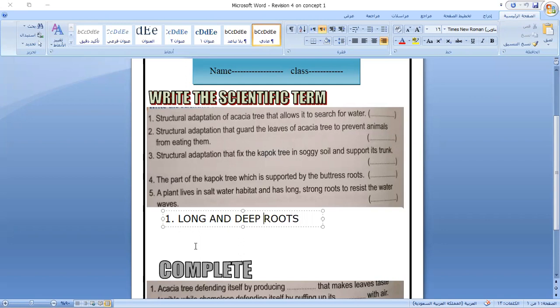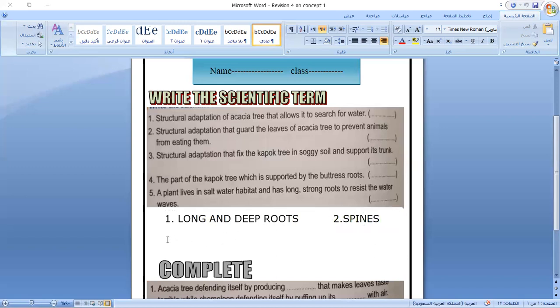Let's go to number 2, structural adaptation that guards the leaves of acacia tree to prevent animals from eating them. Structural adaptation found in the acacia tree, which protects the leaves from being eaten by animals. Of course, they are spines. So number 2 will be spines. The leaf has many spines that protect the plant from being eaten by the hungry mouths of animals.